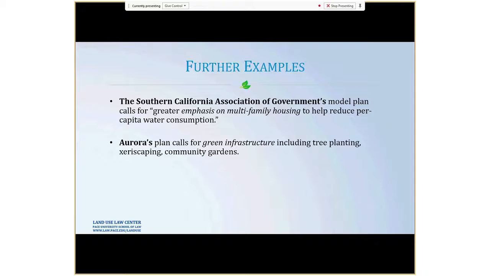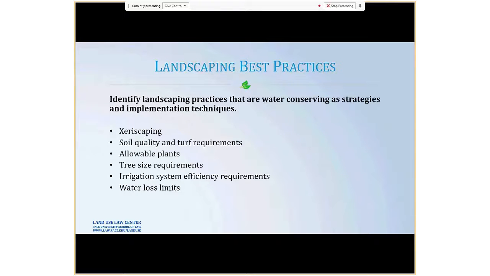Southern California's Association of Governments model plan calls for greater emphasis on multifamily housing to help reduce per capita water consumption. Aurora's plan again calls for green infrastructure, including tree planting, xeriscaping, and community gardens. And next slide, this kind of takes us into the area of landscaping best practices.